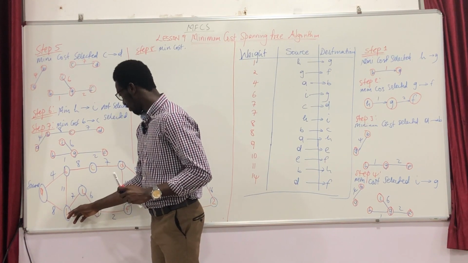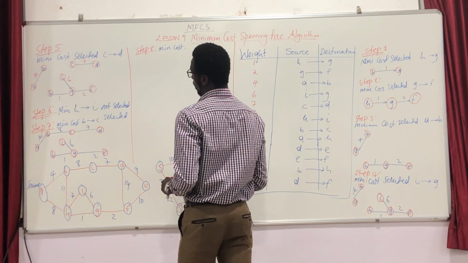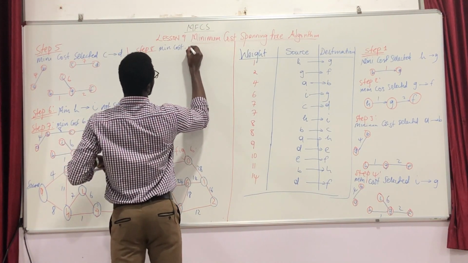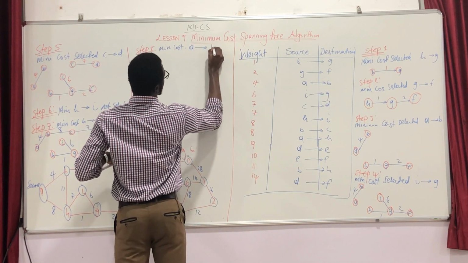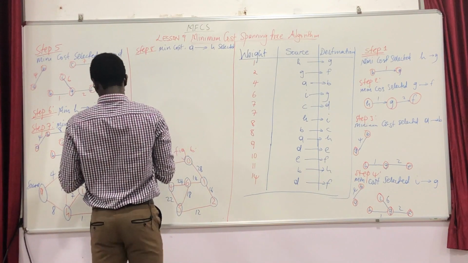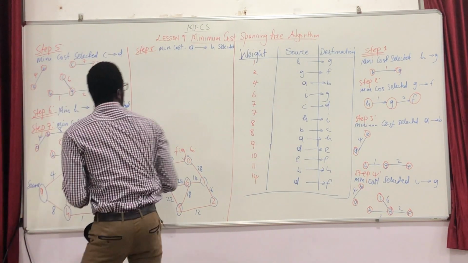A to H. A to H is selected. Minimum cost A to H selected, because this one won't form a loop. So we select this one.